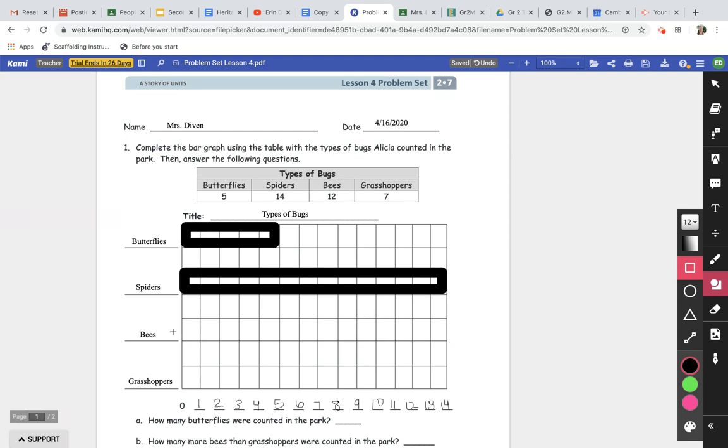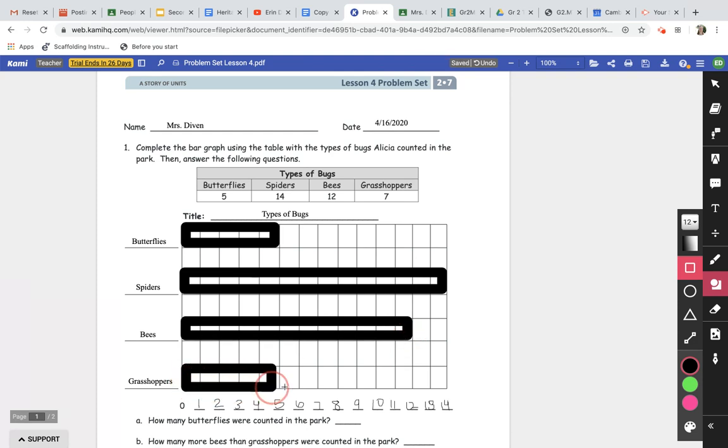Okay, next there's 12 bees. So again, I'm going to start at 0. I'm going to drag this all the way or shade this all the way in until I get to 12. And lastly, grasshoppers. There are 7. So I will drag that over to 7 or shade in my bar graph to 7.